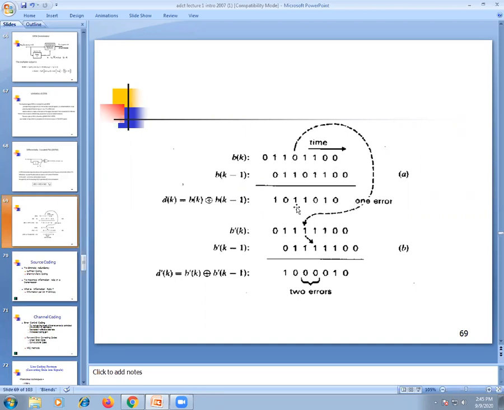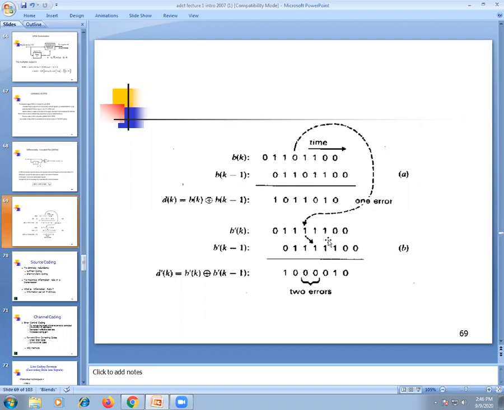Suppose in this B of k one of the bits is in error. Error means 0 is replaced by 1 or 1 is replaced by 0. Suppose the fourth bit in B of k, earlier 0, is affected by an error and converted to 1. Now B of k is 0 1 1 1 1 1 0 0, because 0 is replaced by 1. That is one bit in error. Again you apply the delay, B of k minus 1.